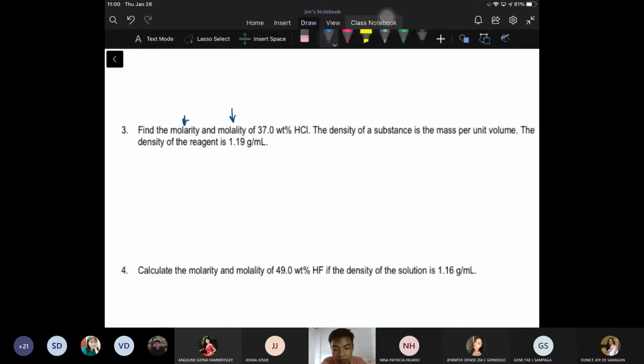Saan ba ginagamit ang molality? We use molality in physical chemistry. Yun yung chemistry ng physics. No? Okay, so may chemistry na physics style. Doon namin ginagamit yung molality.